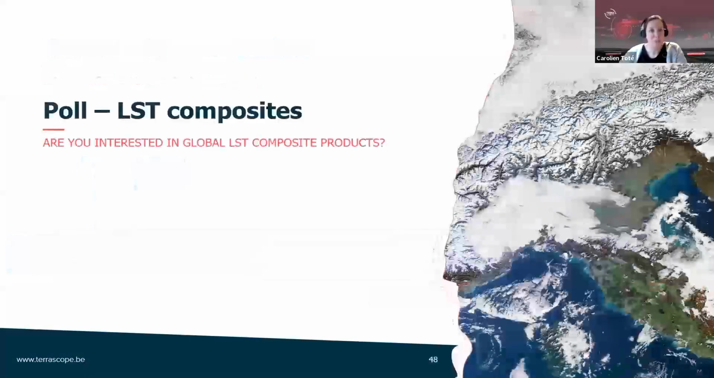So this is the last poll. The question is, are you interested in global land surface temperature composite products? And if so, would you like them on a regular grid? So for now, in our prototype, we foresee a regular lat-long grid similar to the ones from SYN VGT or the PROBA-V and SPOT-VGT archives. And we foresee the same daily and 10 daily time period for temporal compositing.